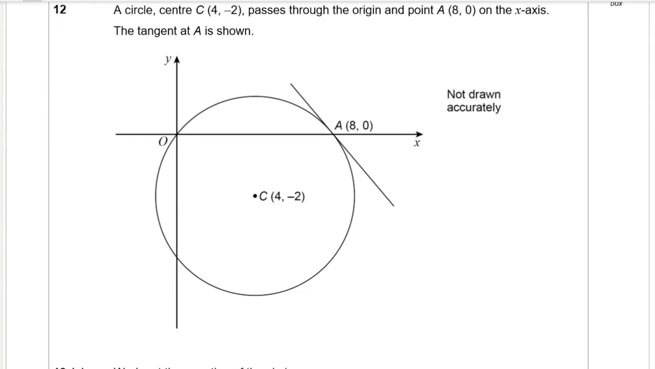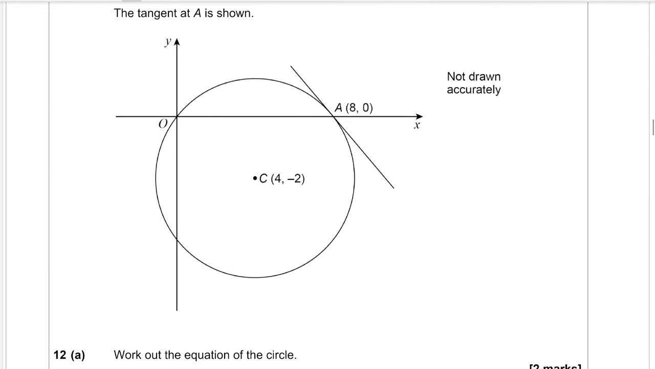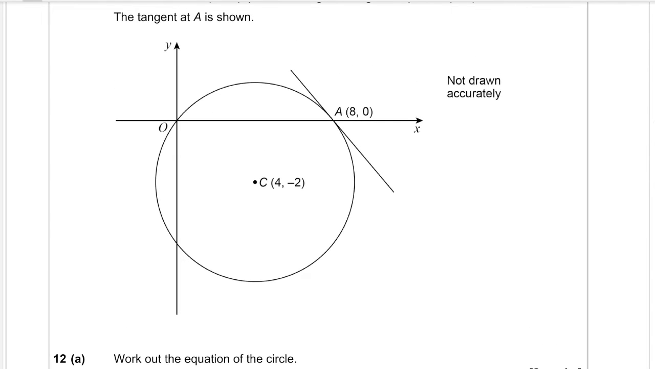Question 12, we have a circle, and it passes through the origin, and it has the point A on the x-axis, and we have a tangent. It says work out the equation of the circle. Well, for the equation of the circle, we need the centre and we also need the radius.